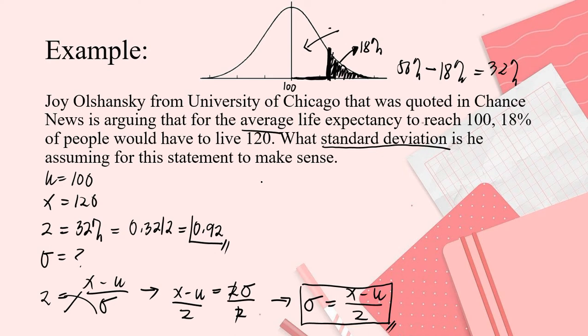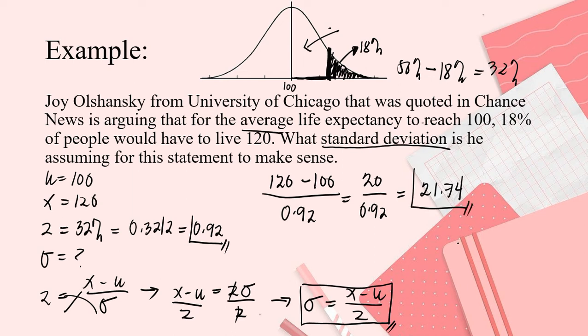Okay. So, substitute. Ang x mo ay 120 minus ang mean mo ay 100 divide by ang z mo ay 0.92. And that is 20 divide by 0.92. Final answer will be 21.74. And that will be your SD. So, meaning, this will become 121.74.